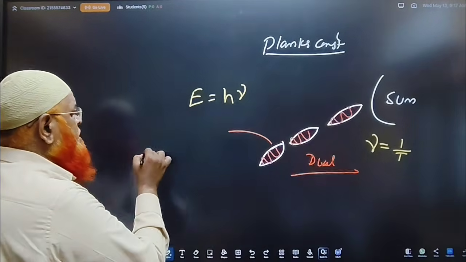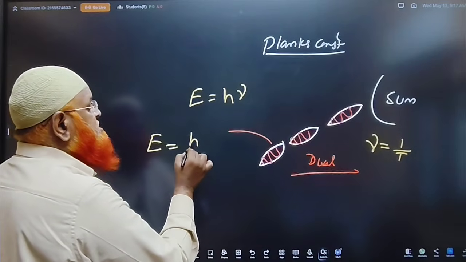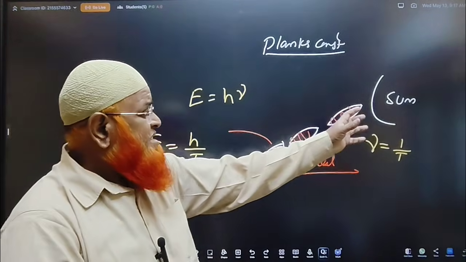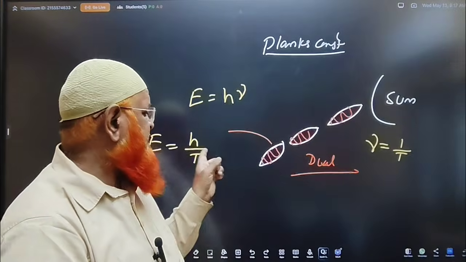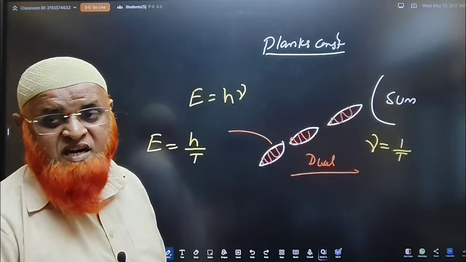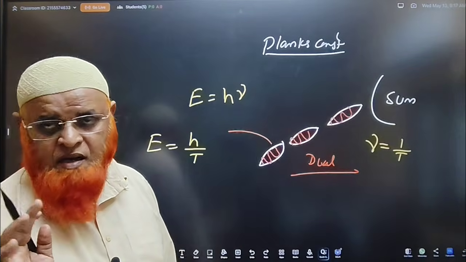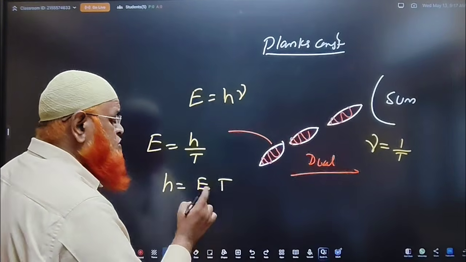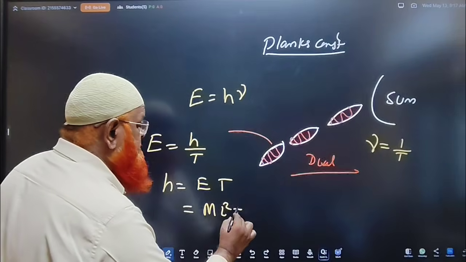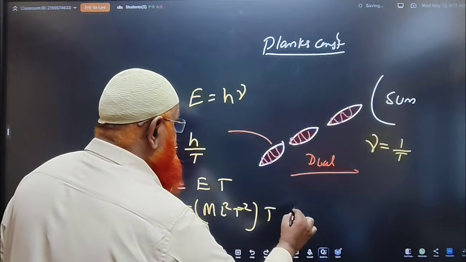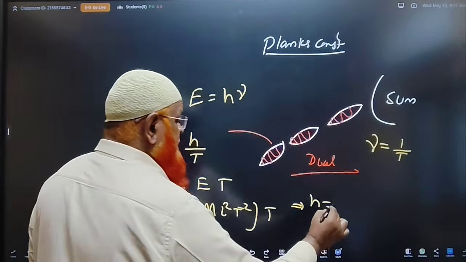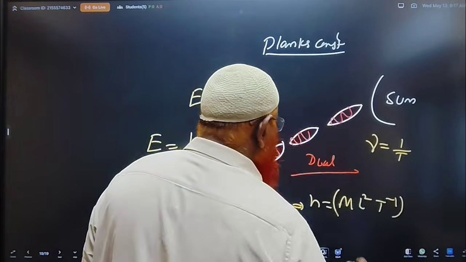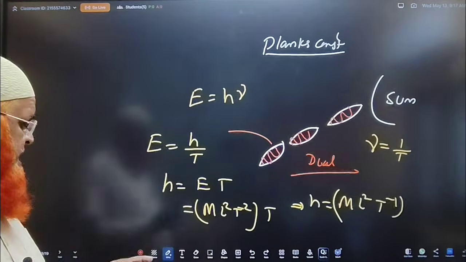Okay, so what I am going to write now: E is equal to h by t. Energy produced from the sun, each and every packet has an energy of h by t. Remember, frequency is the reciprocal of time period. So how do you find h now? h is nothing but E into t. I told you energy is written as M L squared T power minus 2, so h is equal to M L squared T power minus 1. This is the very important dimensional formula for Planck's constant.